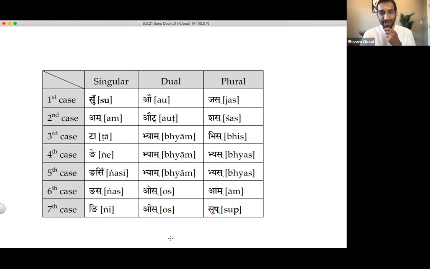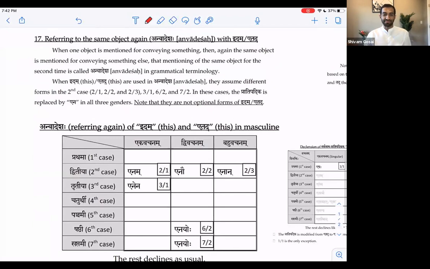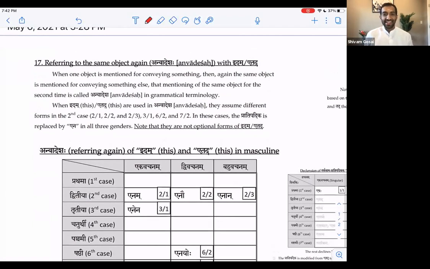Now we can flip open our book, going back to our Pratipadika, to page 124. So we finished Asmad and Yushmad. Now we're going to something called Anvadesha, which is on page 124. So it should look exactly like this, what's on your screen. Anvadesha is a term for repetition, essentially. When I'm referring to the same object again, when I'm referring to something again, it's called Anvadesha.